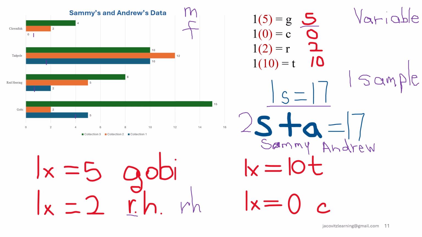Well, that means I have to know Andrew's amount, have to know there were 17 total, and Sammy was 2 times what Andrew did, so I would put 2s here. So we're going to go over this on the next.